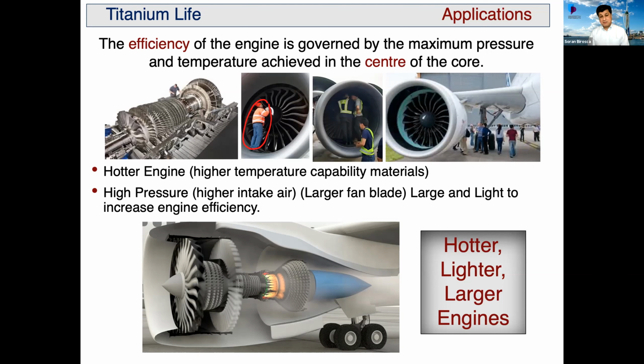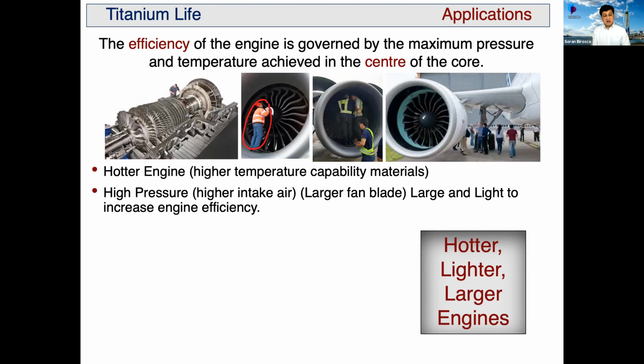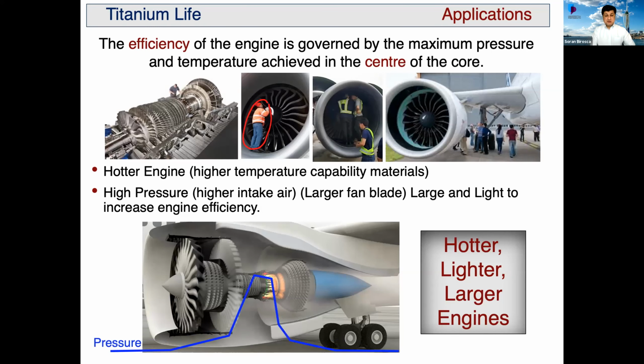So this is very, very important. Whatever you do in the jet engine, you try to suck more air into it. So you need a much larger fan blade to suck more air into the core of the jet engine and compress it more. You need very high pressure in the core, and with that more air comes in, more combustion, so the temperature increases.